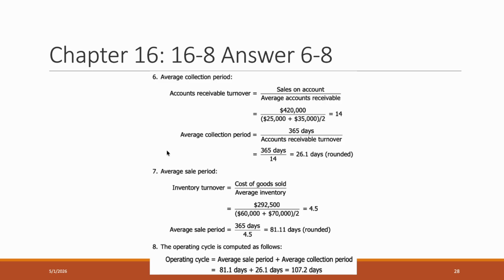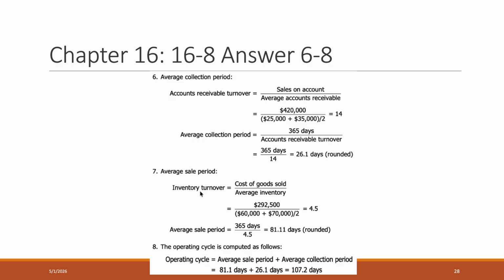Now the average collection period is going to be 365 divided by that turnover. So you have 365 days divided by the 14 turnover, and that gives you an average collection period of 26.1 days.